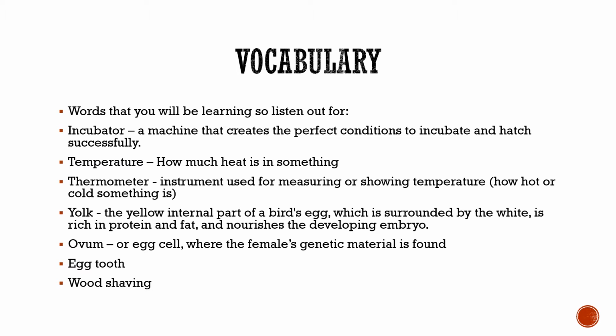We talked about the yolk, which is the yellow internal part of a bird's egg, which is surrounded by the white. It's rich in protein and fat, and it nourishes that developing embryo or baby chick. We've talked about the ovum or the egg cell, where the female genetic material is found. Now we will be talking about the egg tooth today, so I want you to be listening for that vocabulary word.